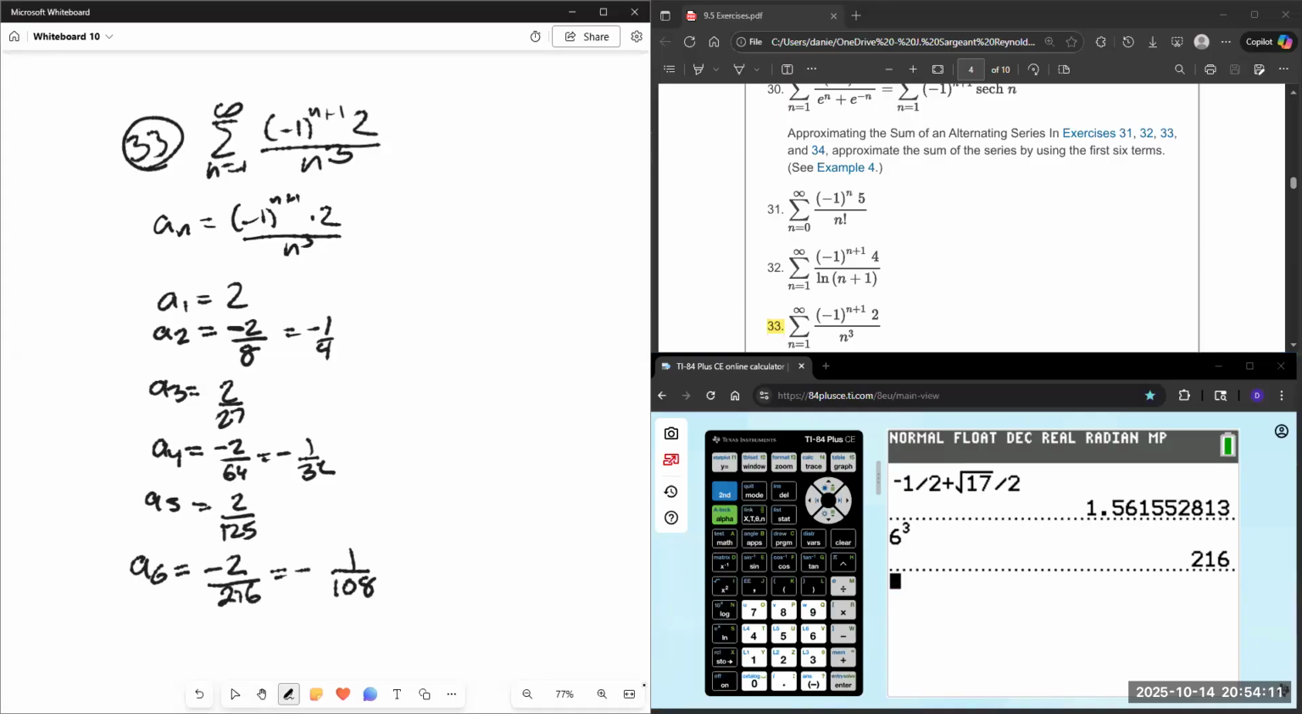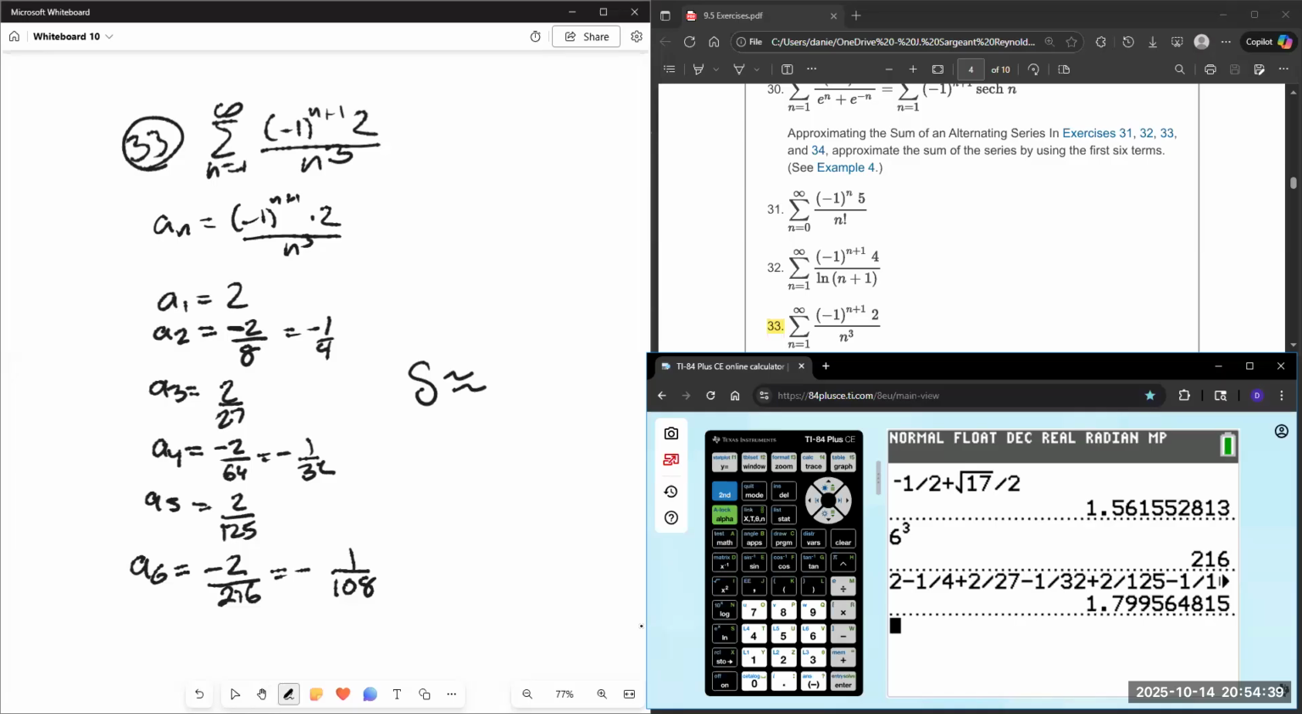And I want to add these together and say that S is approximately 2 minus 1/4 plus 2 over 27 minus 1 over 32 plus 2 over 125 minus 1 over 108. It's 1.79.